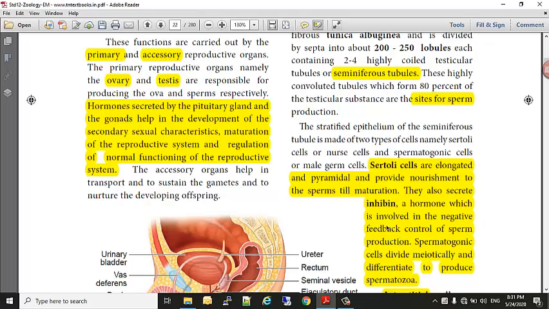What is negative feedback control? See, all the time the sperm should not be produced, isn't it? There should be a limitation. So whenever there is enough production of sperm, then this inhibin will give information to stop further spermatogenesis. Okay. Only when there is a need is there a production of sperm.